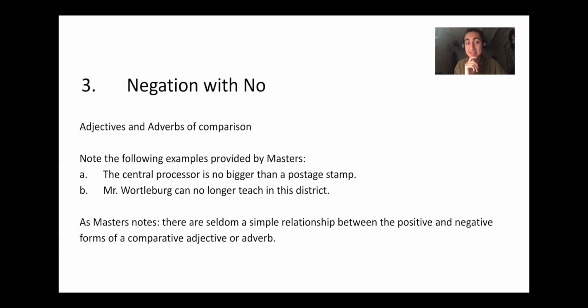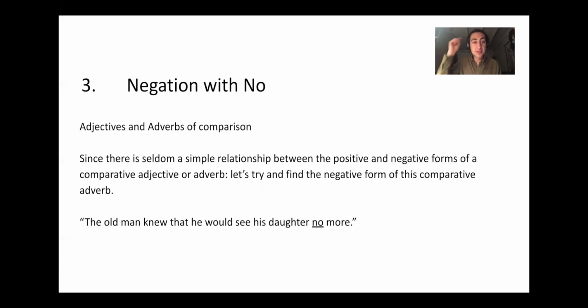For B, it says Mr. Wartelberg can no longer teach in this district. The opposite would be Mr. Wartelberg can still teach in this district, since we're making it comparative. If it was simply Mr. Wartelberg can teach in this district, what's it comparing to? Nothing.